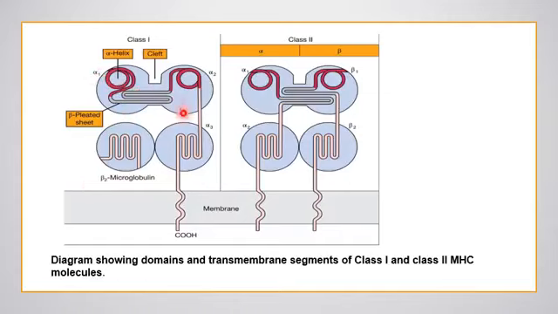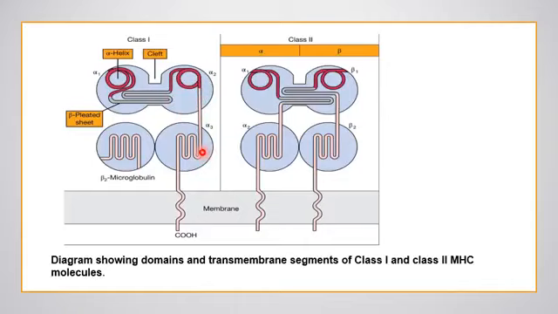Alpha is the first polypeptide chain, and the second one is called the beta microglobulin. The alpha chain has three external domains, which are called alpha 1, alpha 2, and alpha 3.